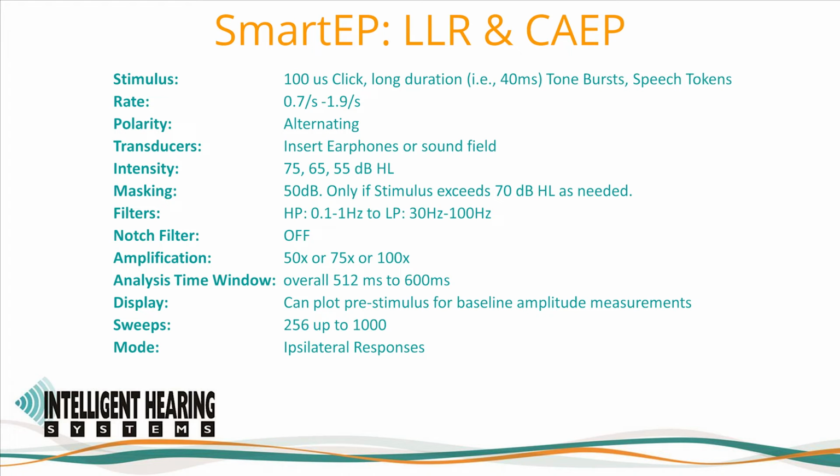Artifact rejection is set per patient and is influenced by the eye blink artifact. Using one channel as an ocular channel to measure the eye blink artifact is recommended. The overall analysis time window would be 512 milliseconds to 600 milliseconds and will depend on stimulus duration. Users can plot pre-stimulus for baseline amplitude measurements. Sweeps are typically set to 256, and mode is set to acquire ipsilateral responses.